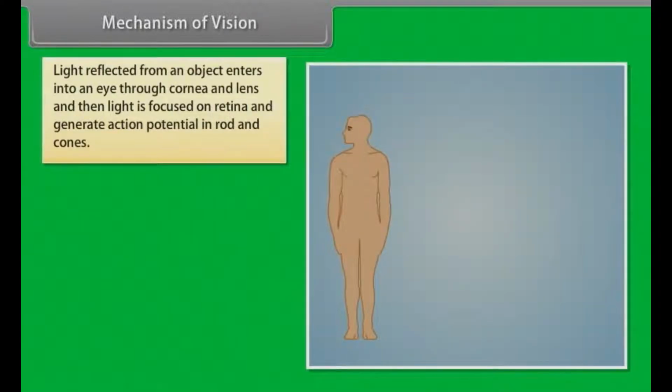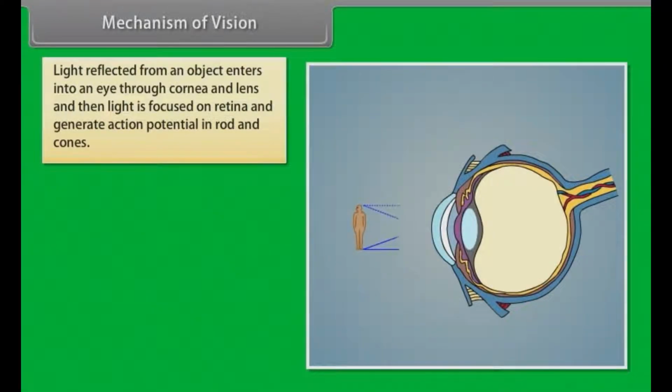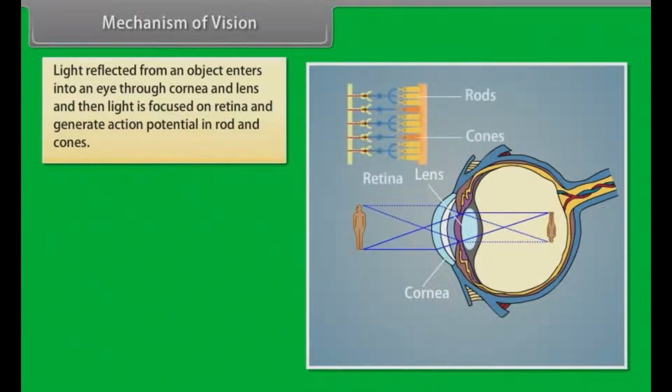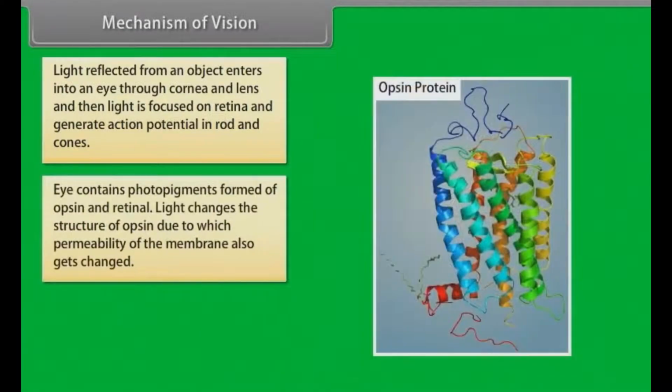Mechanism of vision. Light reflected from an object enters the eye through the cornea and lens, and then the light is focused on the retina and generates action potentials in rods and cones. The eye contains photopigments formed of opsin and retinal. Light changes the structure of opsin, due to which the permeability of the membrane also changes.